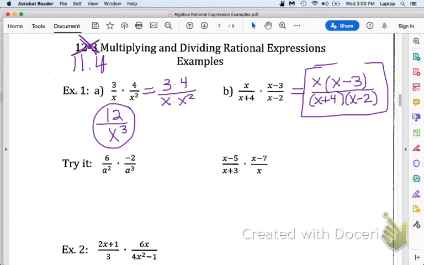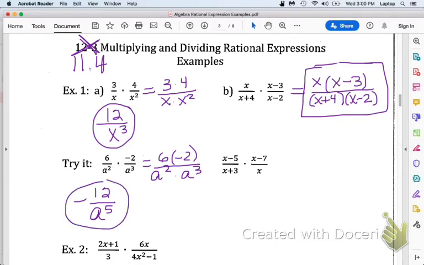Okay, sorry about that. Just wanted to erase that extra. Okay, so then if we get to the try it section, so we would want to multiply 6 times the -2, and in the denominator, a squared times a cubed. 6 times -2 is -12, so the whole thing would be negative. And a squared times a cubed, we would add the exponents, and it would be a to the 5th power with nothing to cancel. Again, a could not be equal to 0.